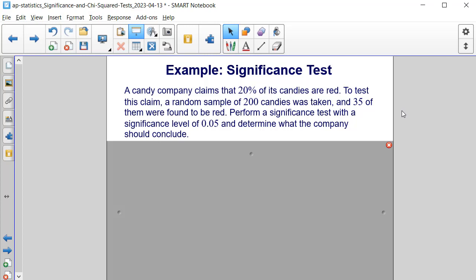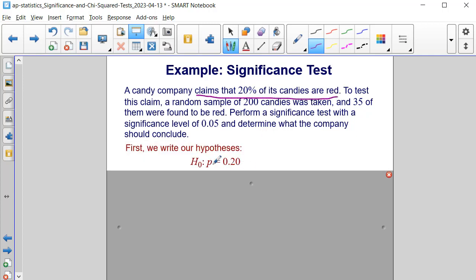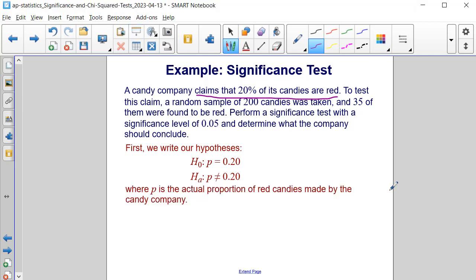Let's begin by identifying our null and alternative hypotheses. We're told in the problem that the claim is that 20% of the candies are red. So let's make that our null hypothesis, that p is 20% or 20/100 or 2/10. The alternative hypothesis would be if p is not equal to 20% or 20/100 or 2/10. And p is the actual proportion of red candies made by the candy company.